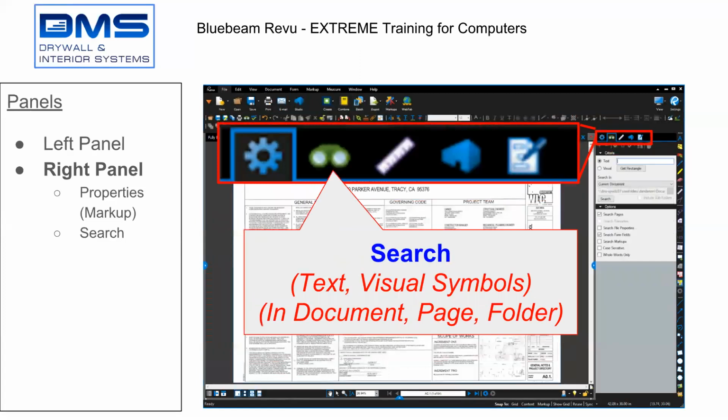The next tab over is the search section. Bluebeam allows you not just to search like Control F and look for text. It can also look for visual symbols. So if you have a delta symbol on a set of drawings, you can highlight that symbol and say, look for this symbol everywhere, and it will go through all your documents and find everywhere that symbol occurs.